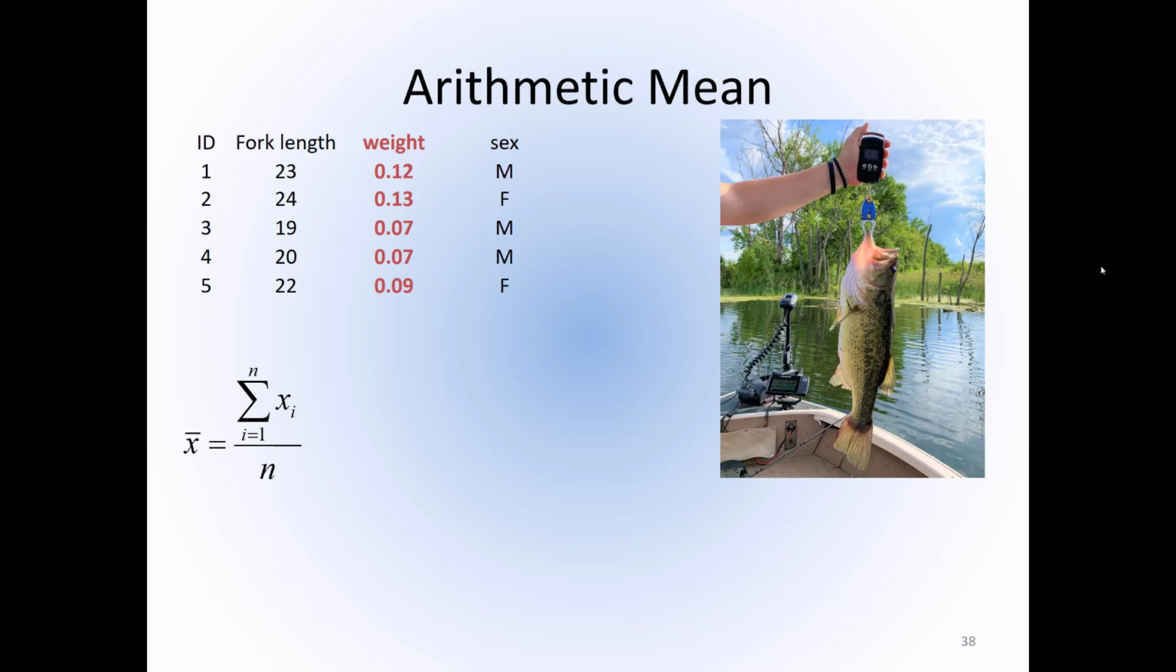Okay, so in order to calculate the mean weight of our fish, we'll take the summation of our respective observations, divide it by the total number of observations, and then we get our mean weight of our fish, somewhere in the neighborhood of about 0.1 kilograms.